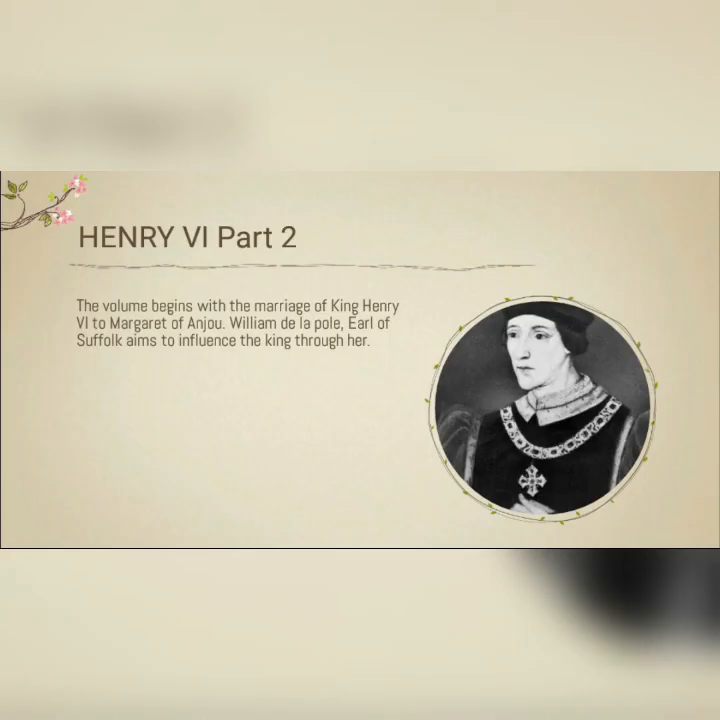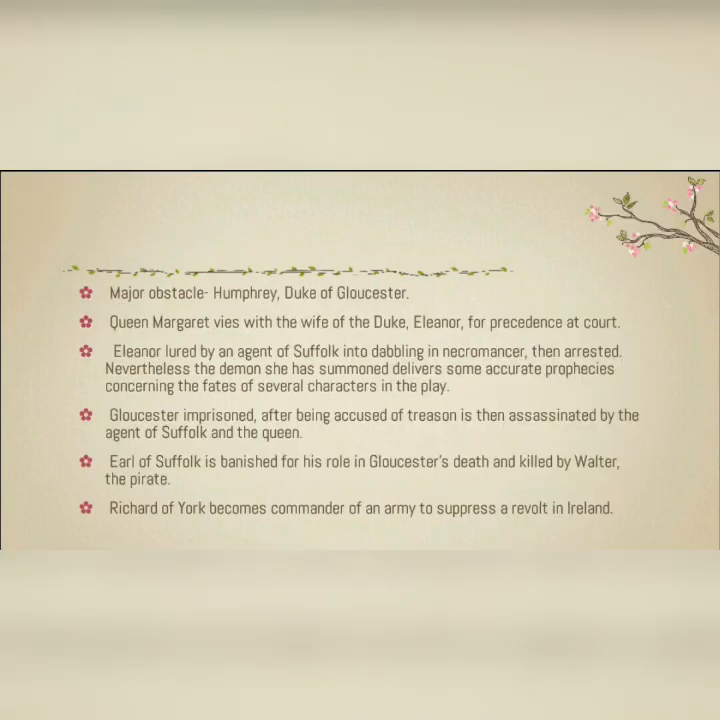Henry VI, Volume 2, begins with the marriage of King Henry VI to the young Margaret of Anjou. William de la Pole, Earl of Suffolk, aims to influence the king through her. The major obstacle to this plan is the regent of the crown, Humphrey, Duke of Gloucester, who is very popular with the people. Queen Margaret vies with his wife Eleanor for precedence at court.